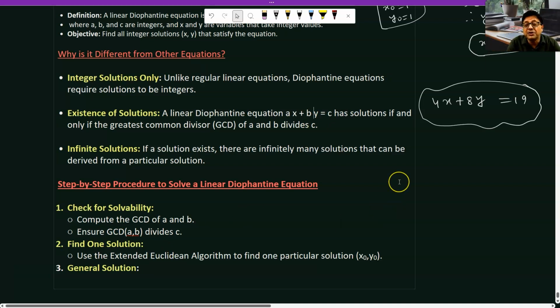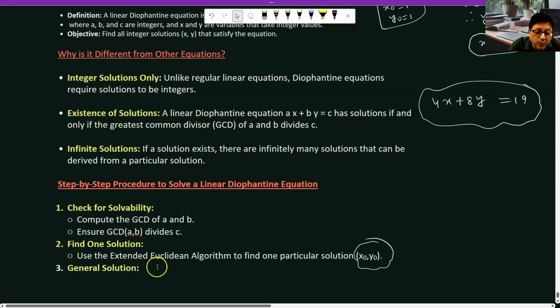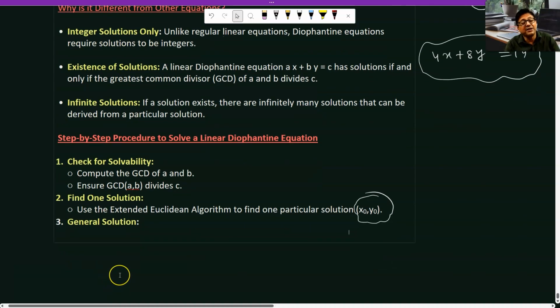Then find one solution. That solution will be referred to as x0, y0. I told you earlier. And then go for the general solution. This step I need to discuss, that's why I did not write anything. I have to discuss it in detail here.